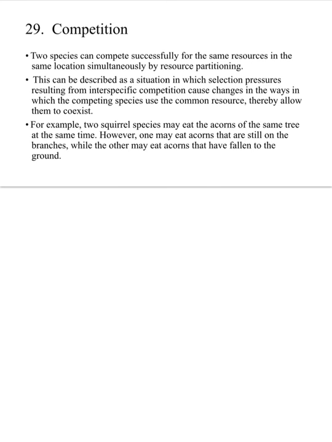All right, this is going to be the last slide for this video, and then I will do a part 2. Competition, how can two species actually compete for the same resources in the same location at the same time? The concept is called resource partitioning. You might want to become familiar with that term. It's basically where two organisms are going to adapt a little bit so that they can both survive and coexist. For example, two squirrels might eat acorns of the same tree at the same time. However, one squirrel might eat the acorns that are still up on the branch, and one squirrel might just eat the ones that are on the floor. So it is possible for that to happen. Resource partitioning.